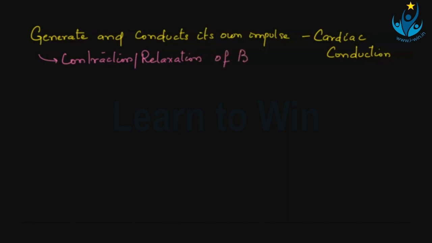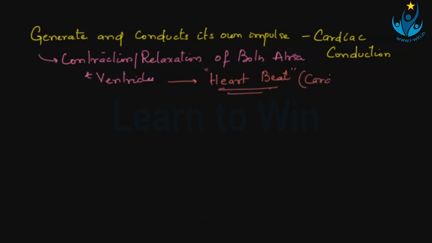of both atria and ventricles. And when this is happening, you have the blood flow. That means this is literally associated with the heartbeat, right? Because when the atria and ventricles contract and relax, they are associated with the cardiac cycle, which we'll see later. So when this cardiac cycle happens, only then do you have a heartbeat. So the beating, the functionality of the heart and the generation and movement of the impulse is what you are studying under cardiac conduction.